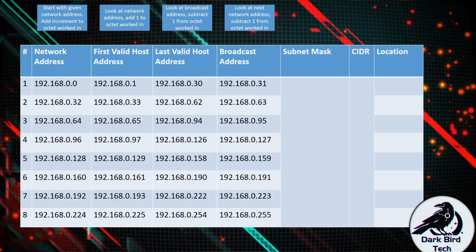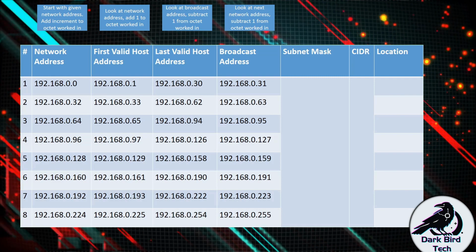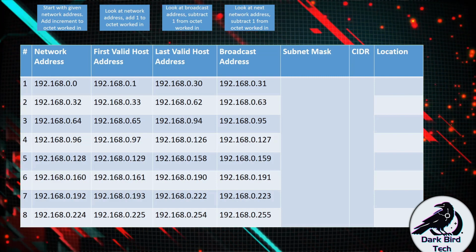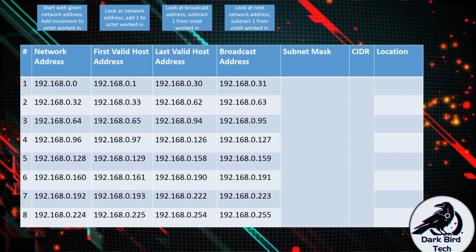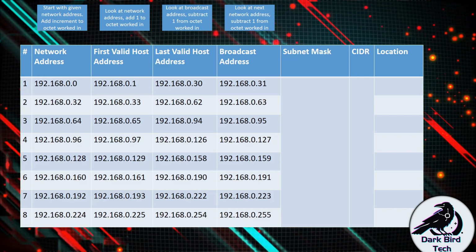Sorry if that was a bit boring, but there's all the values. And you can see those simple little rules we have for the network address, the first valid host address, the last valid host address, and the broadcast address makes it pretty easy to plot this out. And I promise you it's going to work for all variations and all possible subnets.